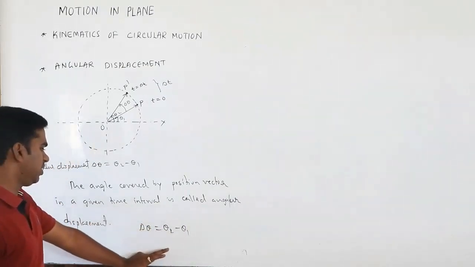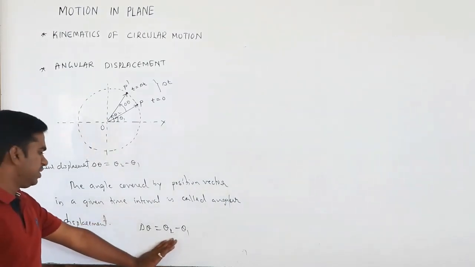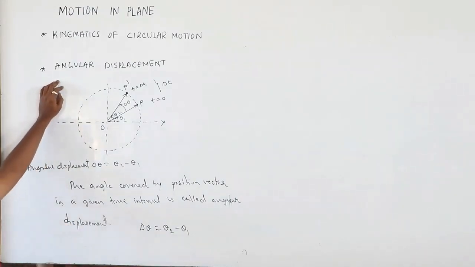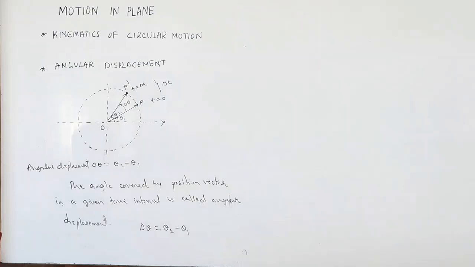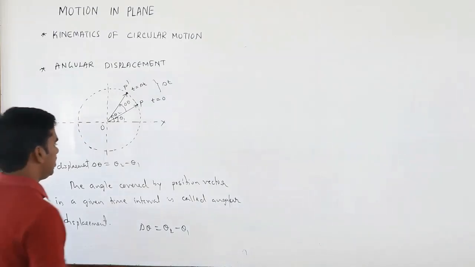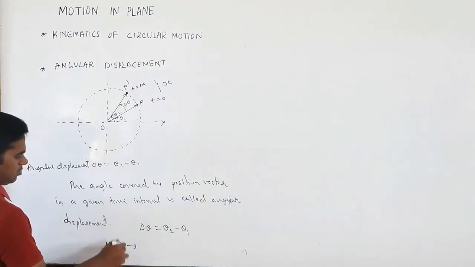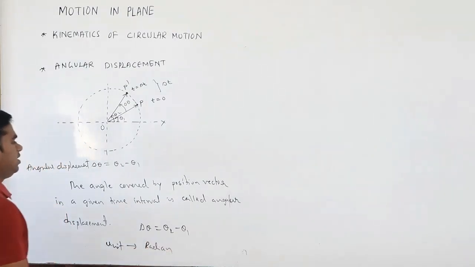Theta 2 is the position vector at time delta t, and theta 1 is the position vector at the initial time. In linear motion it is just displacement, and now it is angular displacement, delta theta, theta 2 minus theta 1. What is the unit? It is radian only, because it is an angle. This is all about angular displacement.